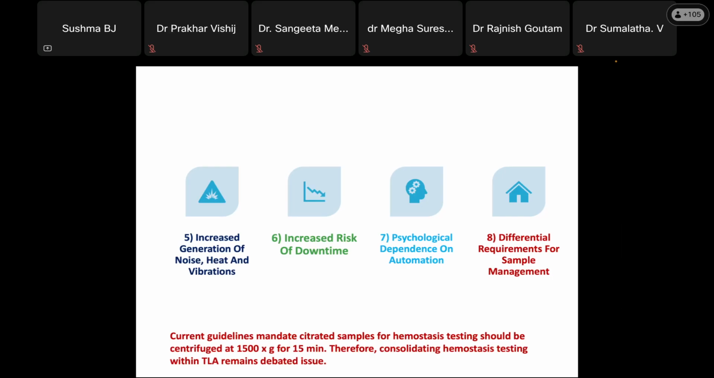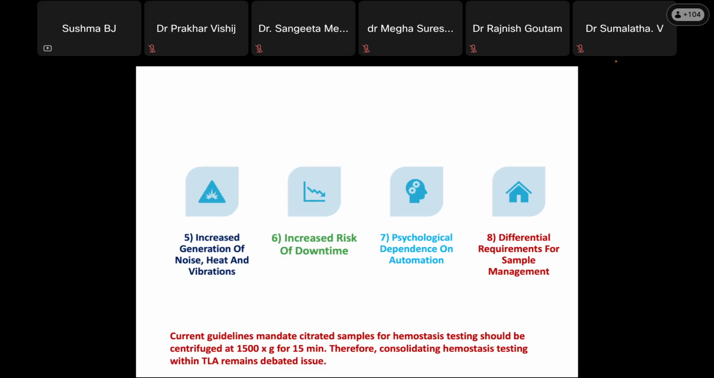And one more important limitation is differential requirement for sample management. Maybe somebody has come for an HbA1c test, we need an EDTA sample, we need a heparin sample for some tests, and we need plain samples for other tests. So we need different kinds of samples and differential requirements for the sample management. Maybe that is again one limitation of the total automated system.